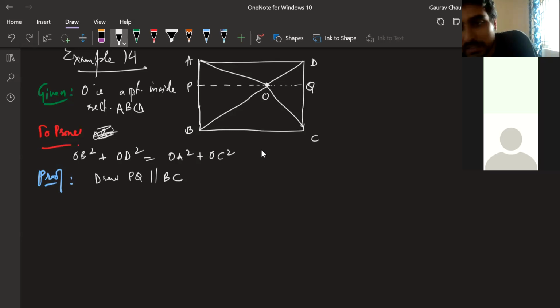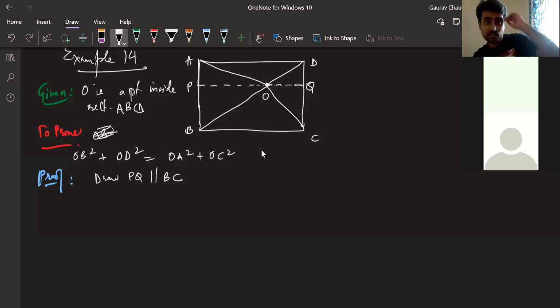Whenever you do some construction for a proof, preferably do it with dotted lines in the exam, so the examiner knows that this is not a part of what is given to you. It's something which you have done. Draw PQ parallel to BC such that P lies on AB and Q lies on BC. That's the language the book uses. You can choose to write that. If you don't write that also, it's fine.